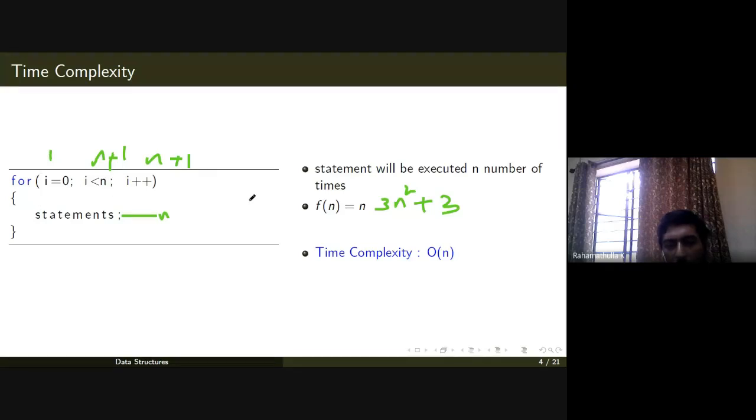So even without going in depth into the polynomial corresponding to the frequency count, we can directly say the total number of times the statements will be executed is n. For i equal to 0, this statement will be executed once. For i equal to 1, once. And till i equal to n minus 1, the statement will be executed. Whenever i is equal to n, it will go out of the loop and not execute. So the statements will be executed n number of times, and that itself is the time complexity of this particular code.